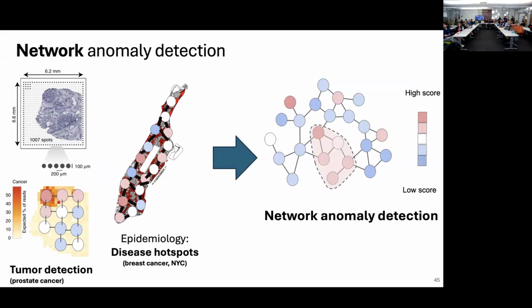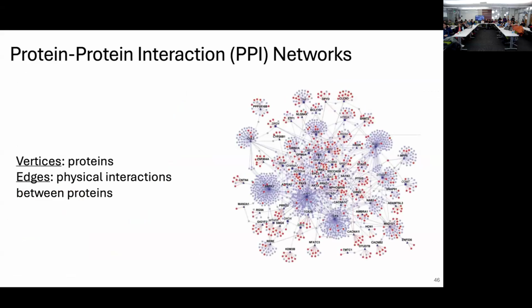But when I first started thinking about this problem, at the beginning of my PhD, we were interested in this network anomaly detection problem in a different setting. Here, we were quite interested in protein-protein interaction networks. So this is a type of graph where you have nodes that are proteins and your edges tell you which proteins interact with them. These are large graphs with tens of thousands of nodes.